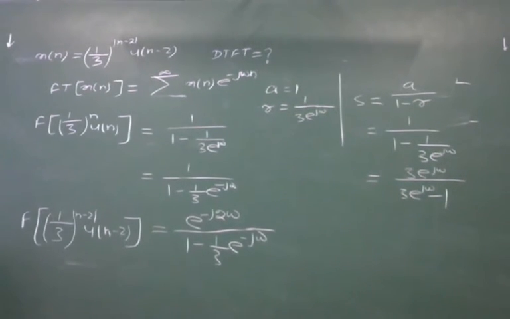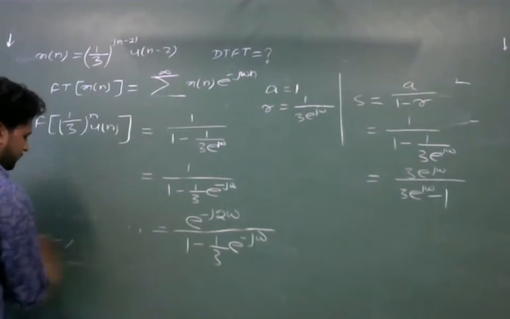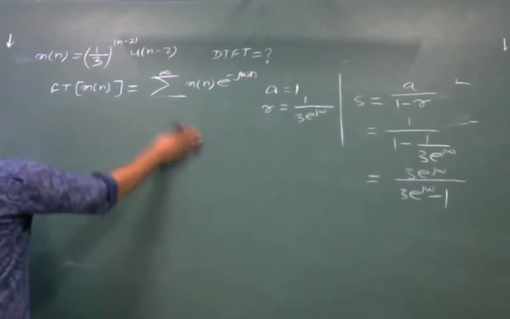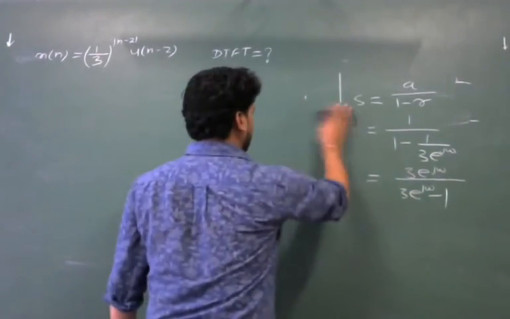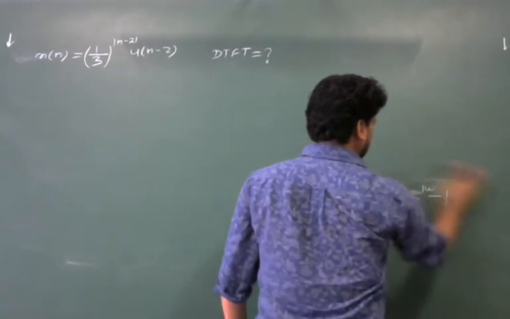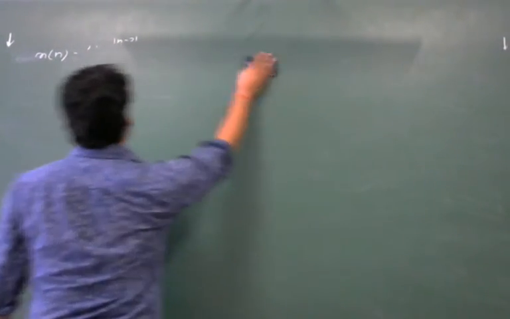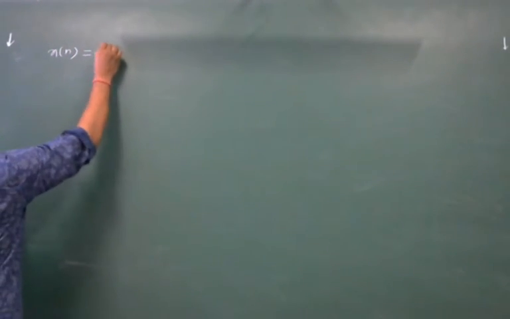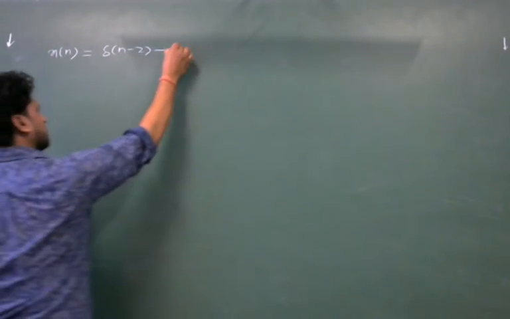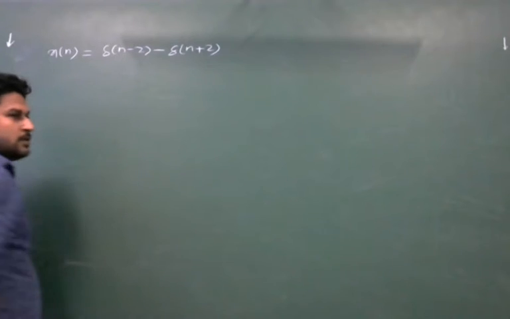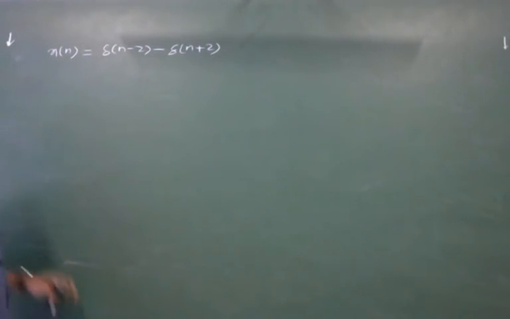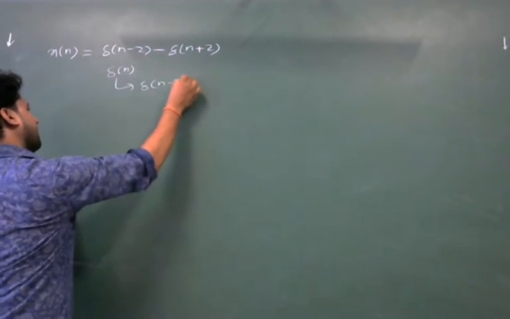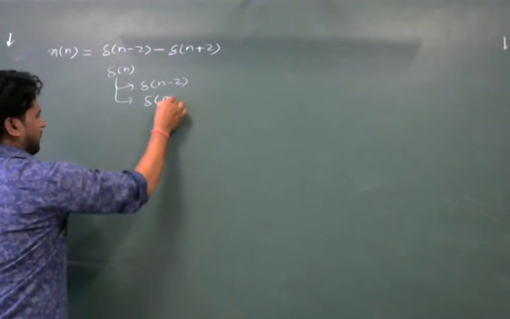Now consider another example in which we have to apply the time shifting property. The given signal x n is equal to delta n minus 2 minus delta n plus 2. This is another case of time shifting, because the Fourier transform of delta n is known, and we have to get the Fourier transform of delta n minus 2. Similarly, we can find the Fourier transform of delta n plus 2.